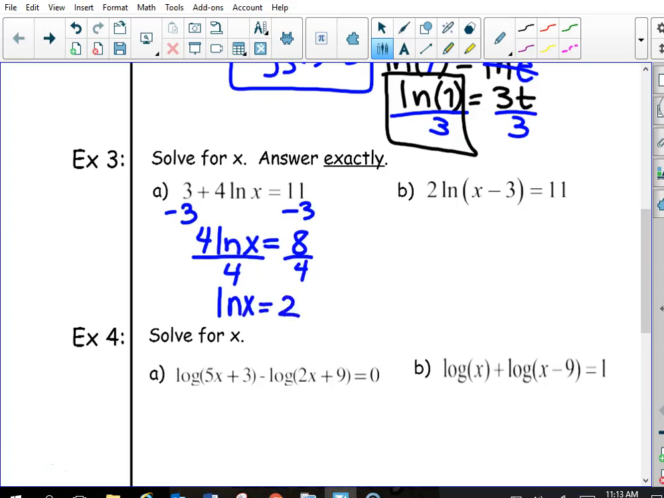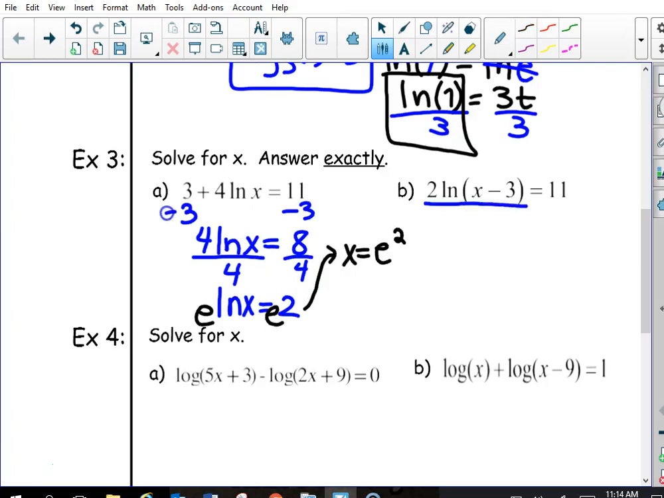And now I'm going to apply my exponent, which gives my exact answer, x equals e squared. So enter e squared on the software. Okay, I mean on the quiz.